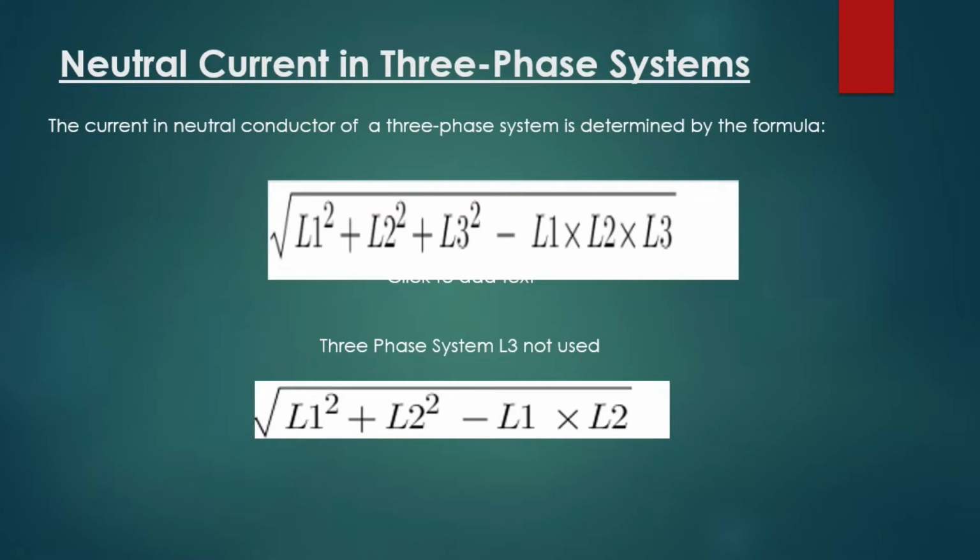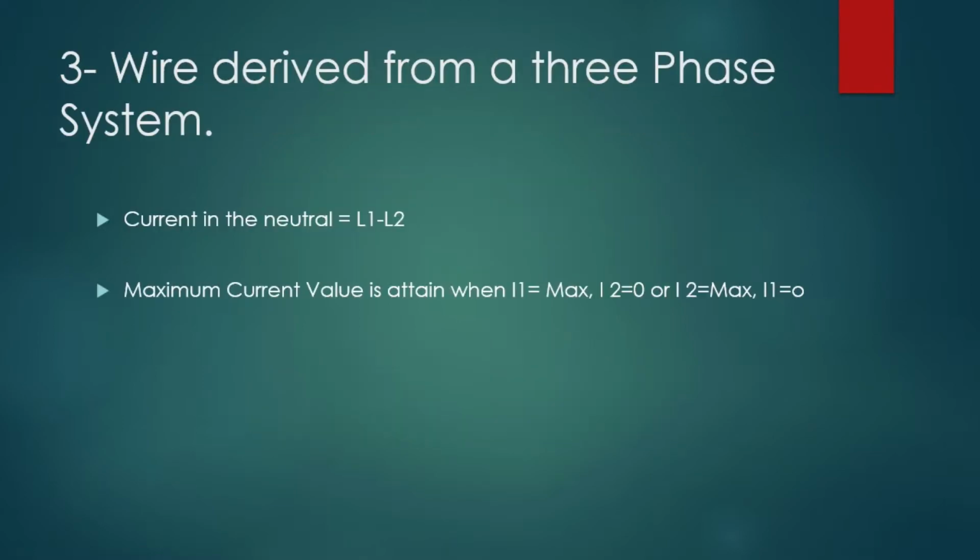All right, so the three wires derived from a three phase system, right? The current in the neutral is equal to L1 minus L2. So the maximum current value is attained when the current in L1 is at max and the current in L2 is 0, or vice versa, where the L2 current is at max and I1 is equal to 0.